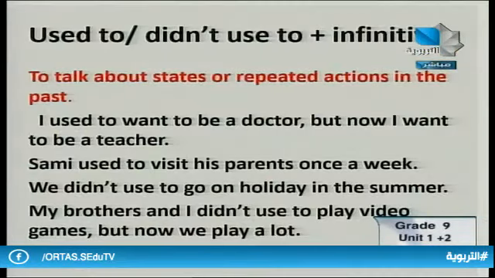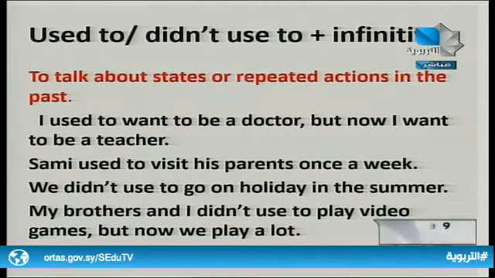Very nice. And of course after didn't use or after used to, we always should remember to use the infinitive of the main verb. So for example, as we said, I used to want, not I used to wanted. Here the infinitive comes after to. And now if I want to give examples about the past, for example, my brother and I didn't use to play video games.